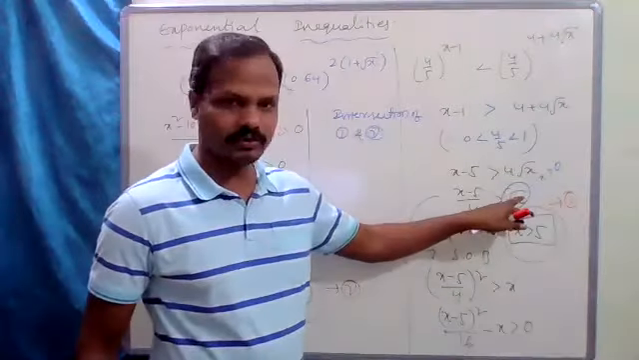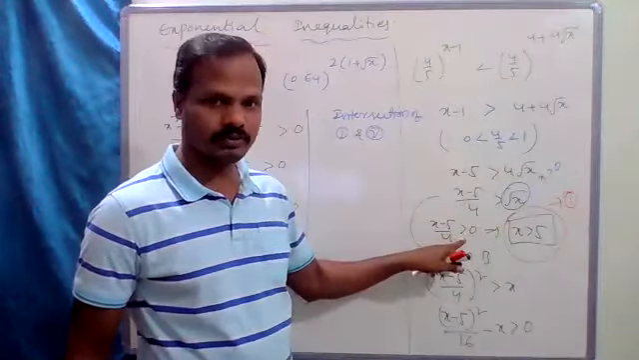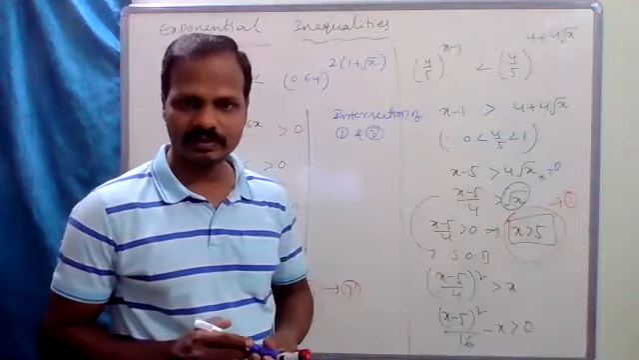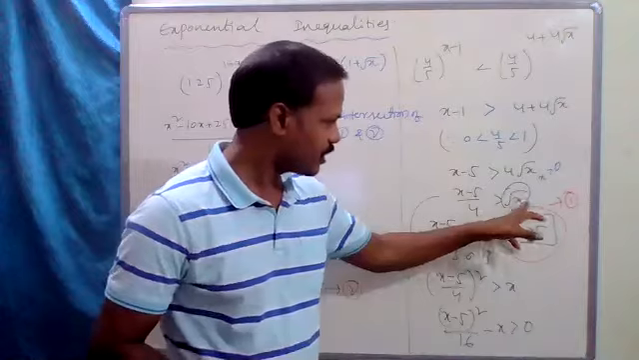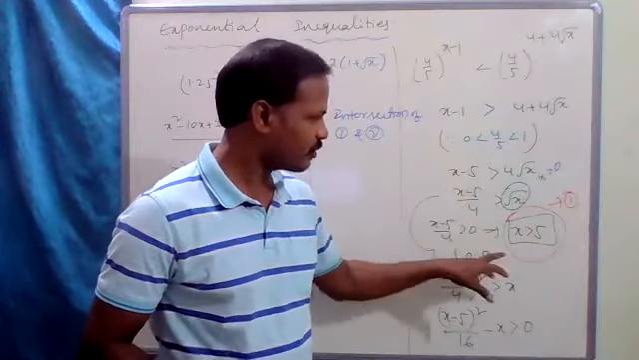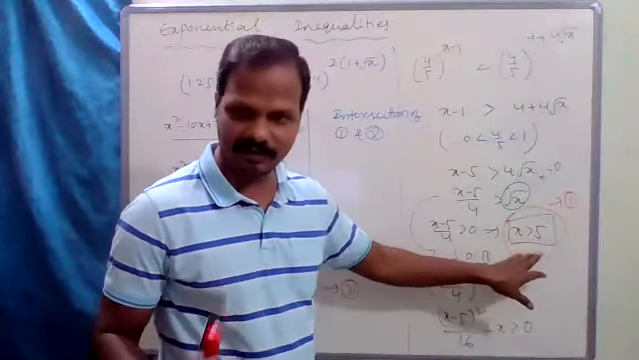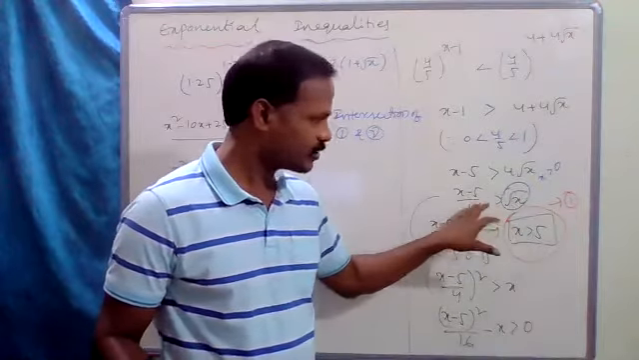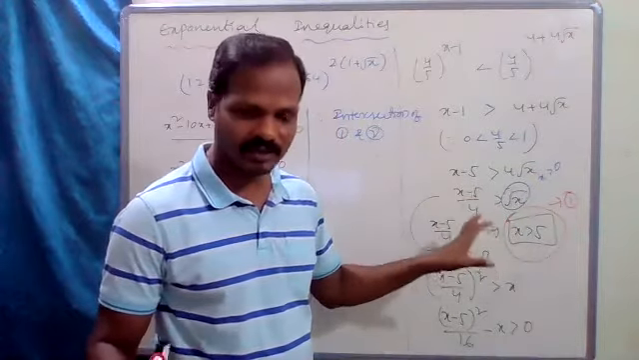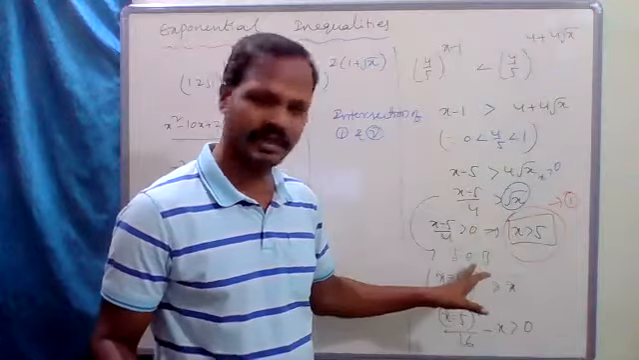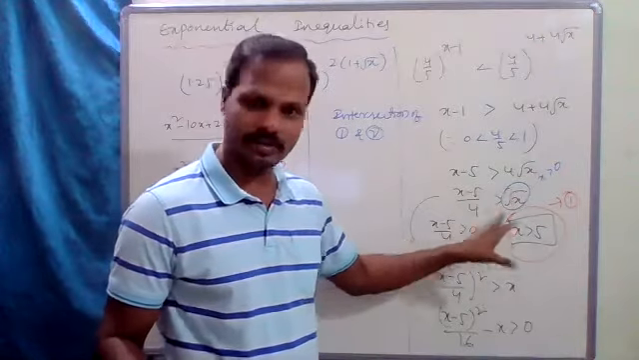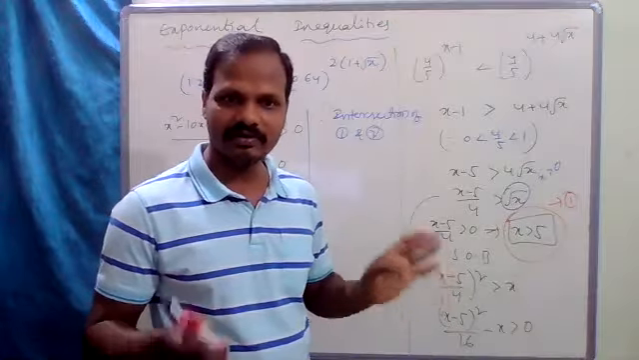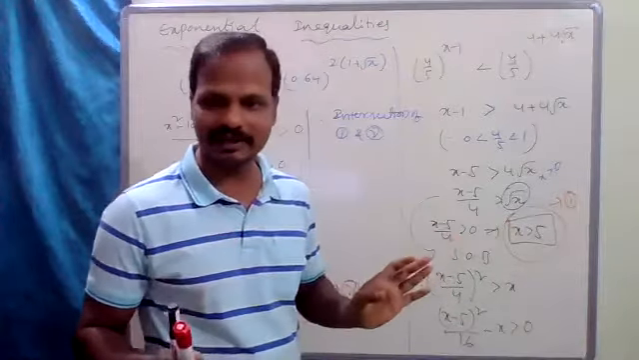See, this is positive, then this is also positive. Then what do we get? x greater than 5. Clear? This is positive, then this is also positive. So what is the value of x? x greater than 5. Right? Now, since both are positive, we can apply squaring on both sides. Otherwise, you should not square both sides when we have an inequality.